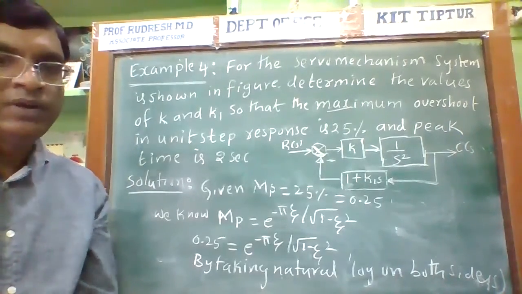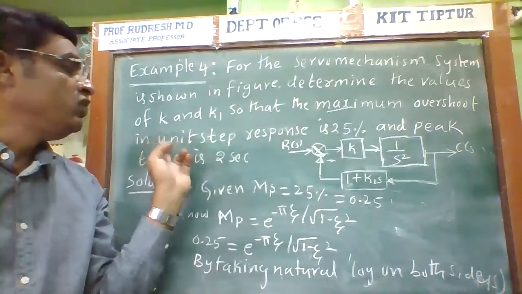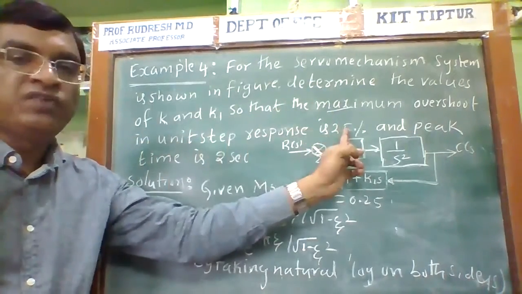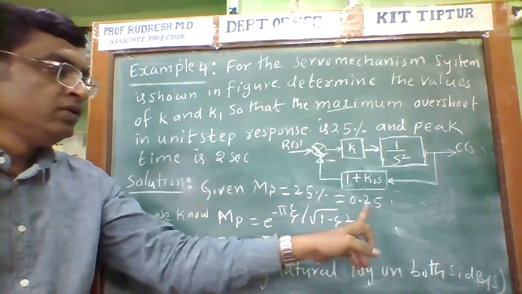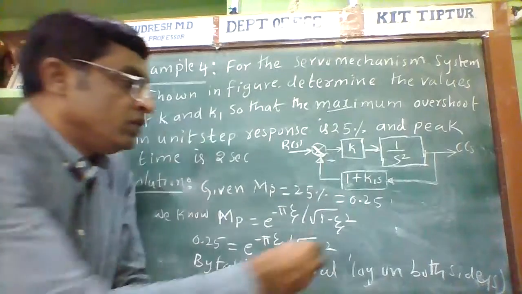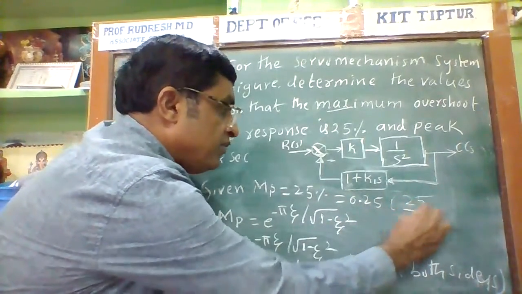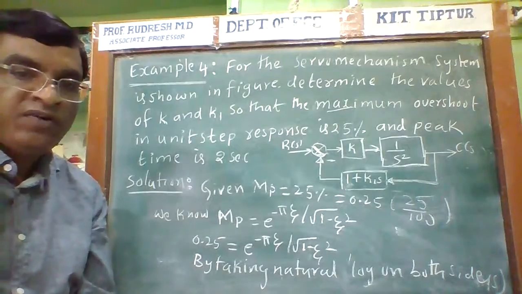In the given problem, the maximum overshoot in the unit step response is 25%. Therefore, the MP value is given: MP is equal to 25%. Then 25 divided by 100 is equal to 0.25. That is, 25% means 25 divided by 100.